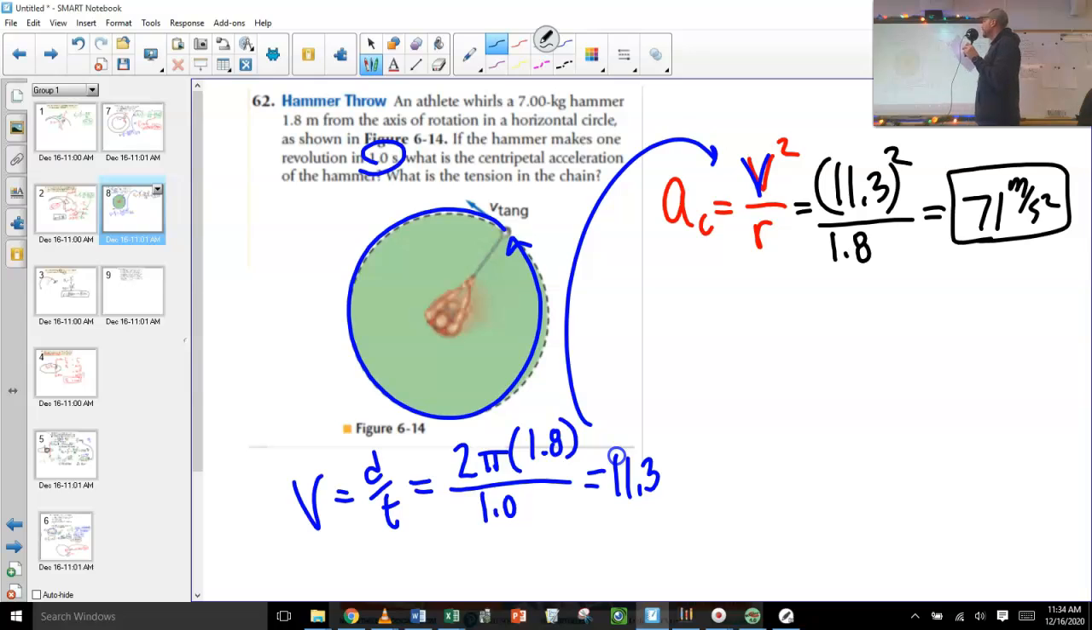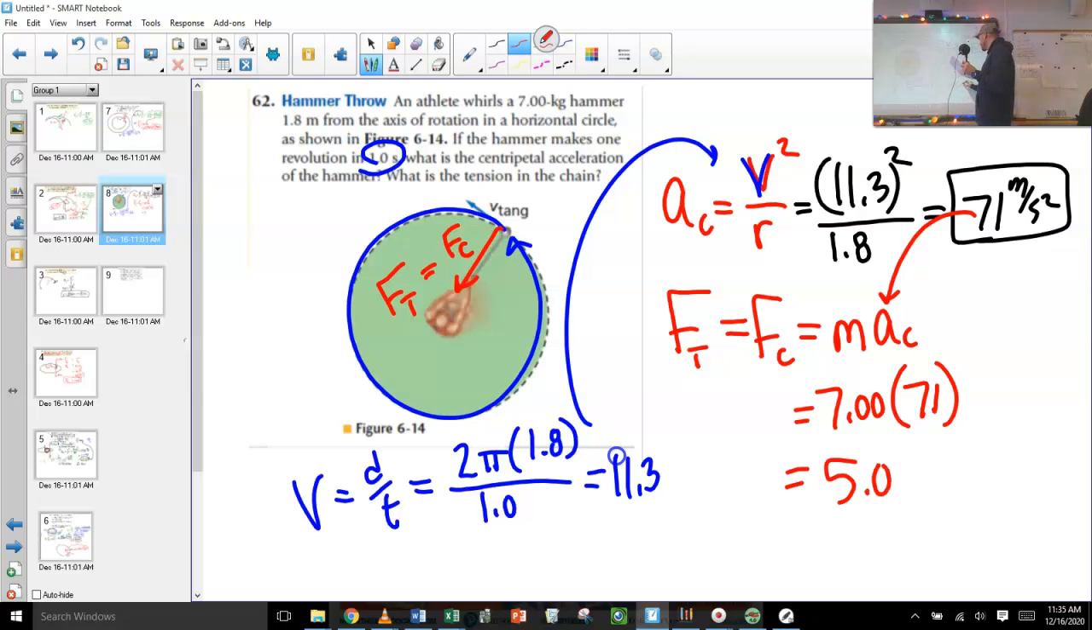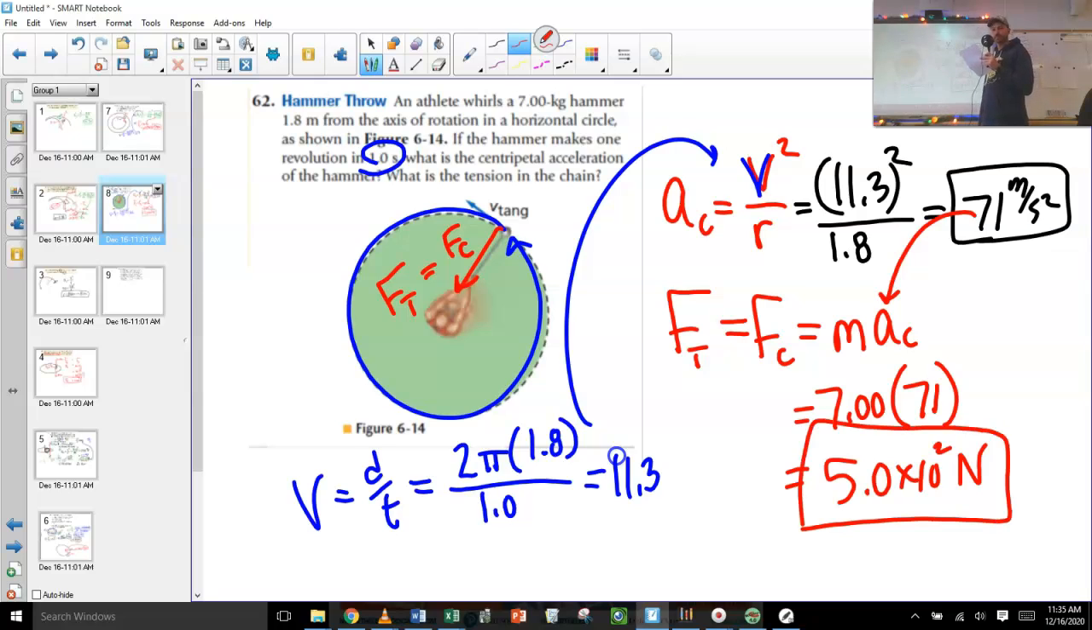Second part says, what's the tension? This thing is being turned in a circle, so what's providing that is the tension of the rope. The wire is actually spinning this. So the tension in the rope is the centripetal force, and the centripetal force is your mass times your centripetal acceleration. We just found that part. So our mass, 7 times 71, turns out to be 500. But you've got to write that with 2 significant figures: 500 newtons.